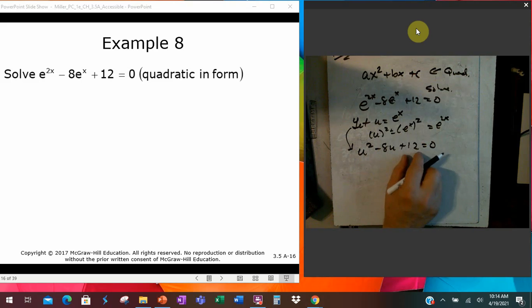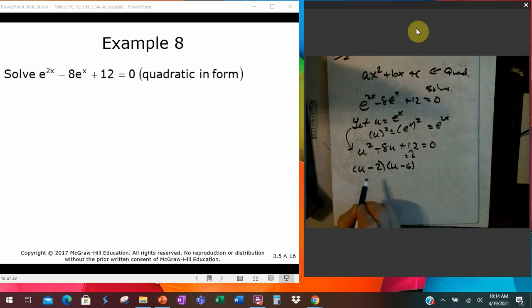So, 2 factors of 12 that add up to be 8. That looks like a 2 and a 6. There's only 2, 6. 12, 1 is 13. 3 and 4 is 7. 2 and a 6 gives me the 8. So this is u minus 2, u minus 6 because of the negative. U squared minus 6u minus 2u is the minus 8u, and then a negative 2 times the negative 6 is my plus 12. Okay?